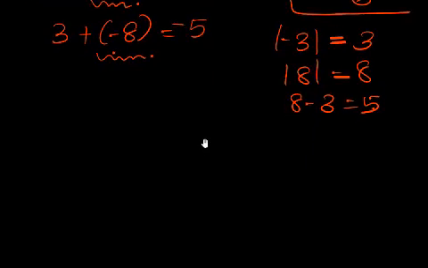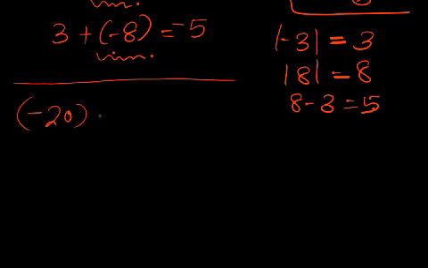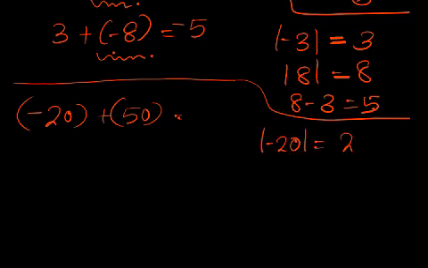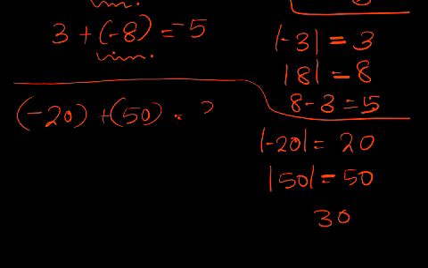Okay, I will show one more example. If the question was negative 20 plus positive 50. Okay, so we can see that the first number, negative 20, is a negative number and 50 is a positive number. So we are adding a negative number and a positive number. The absolute value of negative 20 is equal to 20 and the absolute value of 50 is equal to 50. So the difference between them is 50 minus 20, which is equal to 30. So our answer is 30.